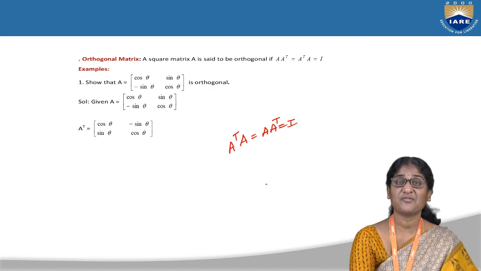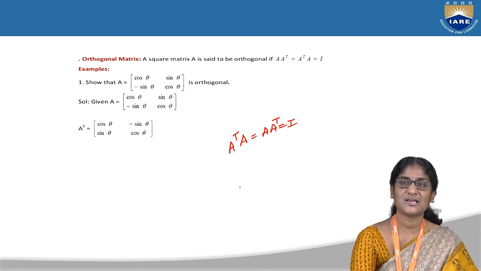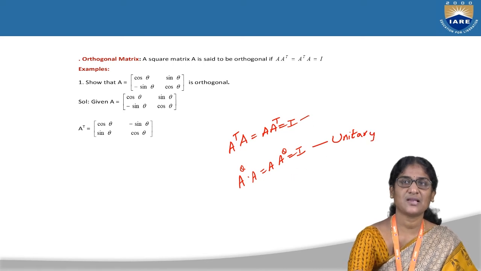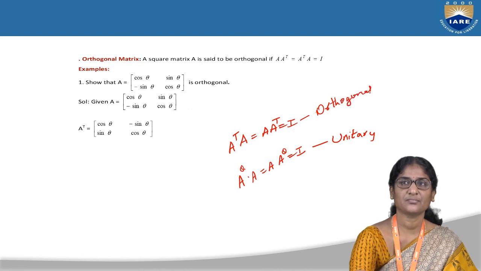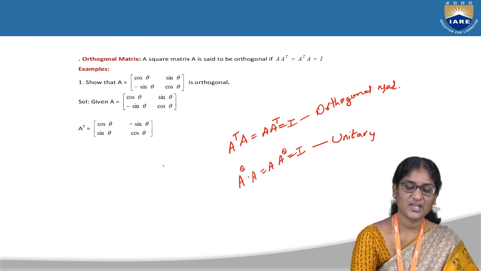Okay, and a similar property is there on complex matrices, that is the unitary matrix, where we have A to the power of theta into A is equal to A into A to the power of theta. If this is equal to the identity matrix, then you can call it a unitary matrix. Because here the elements we are taking are complex numbers, whereas there we take the elements as real numbers, and we call that an orthogonal matrix, right? And here I have a good example that I've taken, a 2 into 2 matrix.